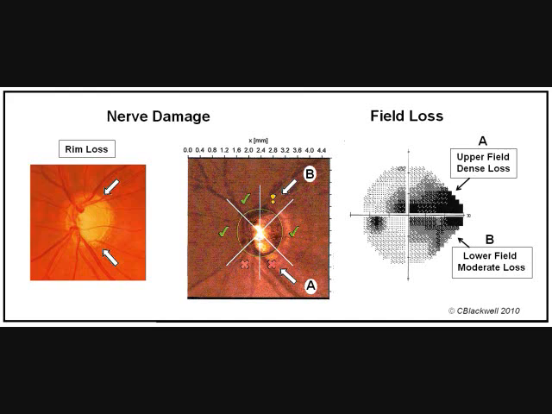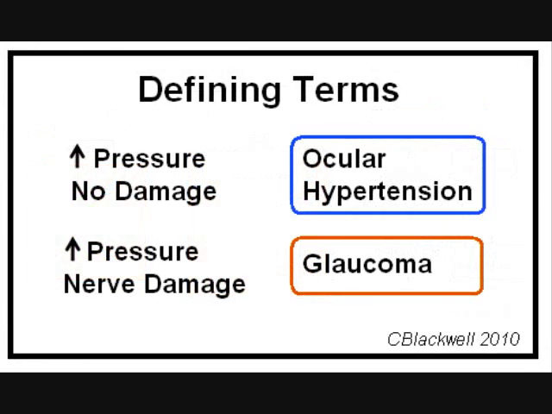Here's a good place to make a point about terminology. When the eye pressure is above the normal range but has not yet caused damage, we use the term ocular hypertension. Once there is damage, then we use the term glaucoma. In the next video, we will cover treatment of glaucoma.